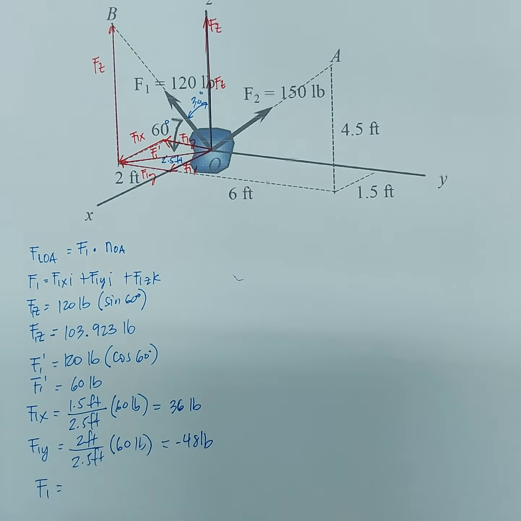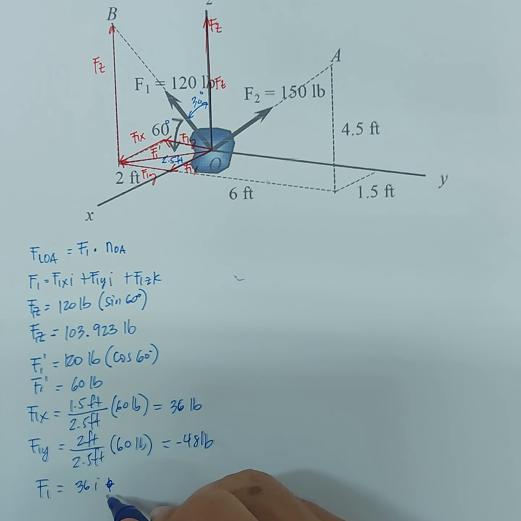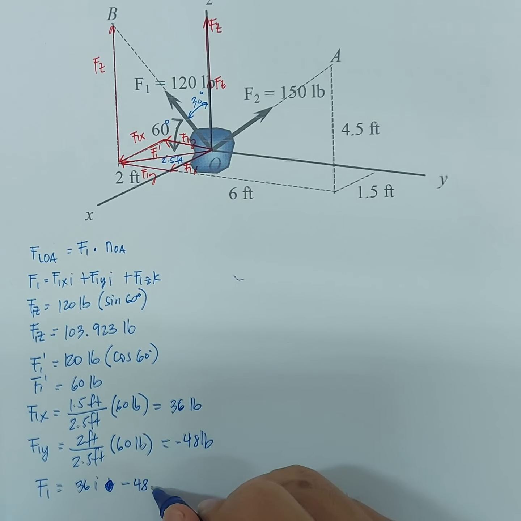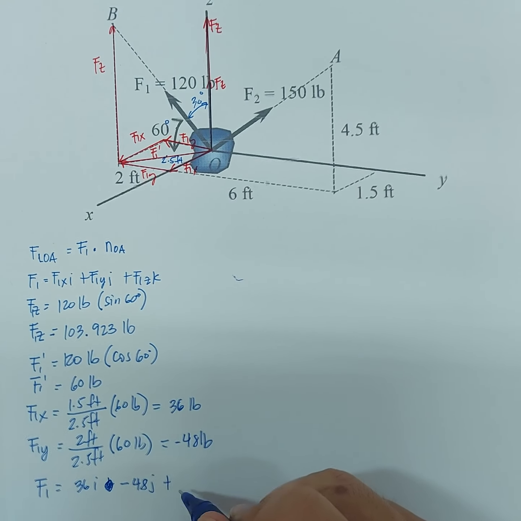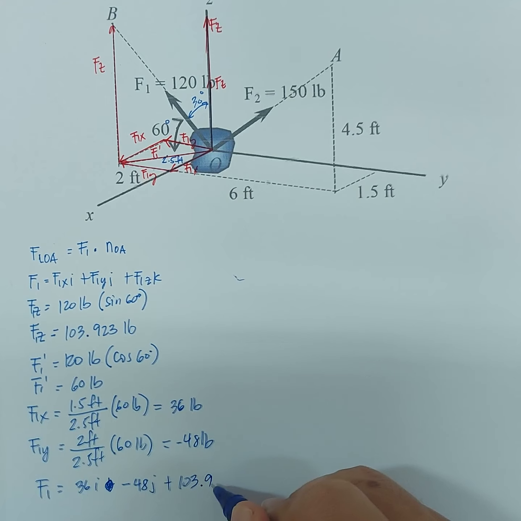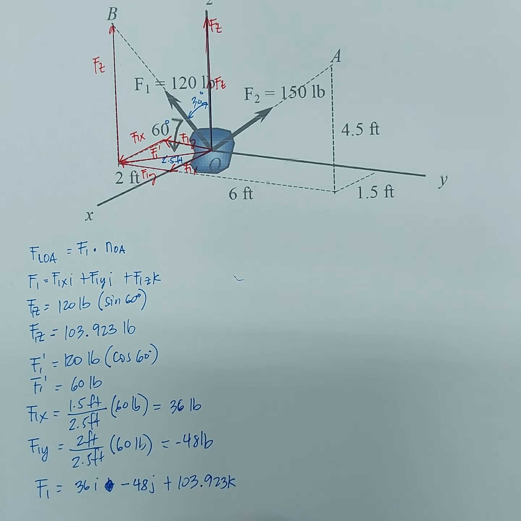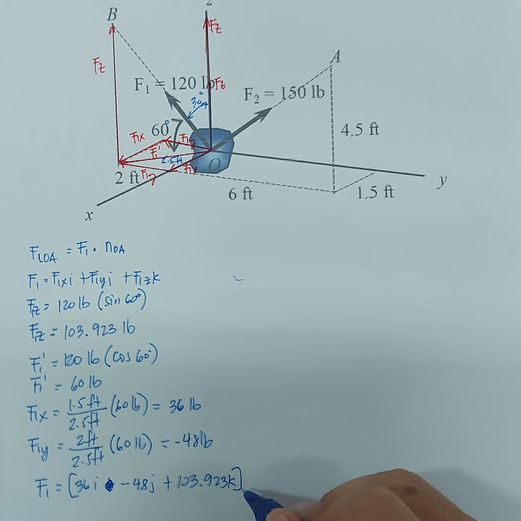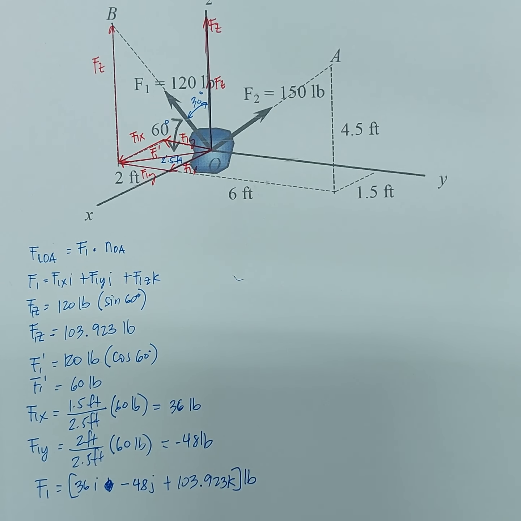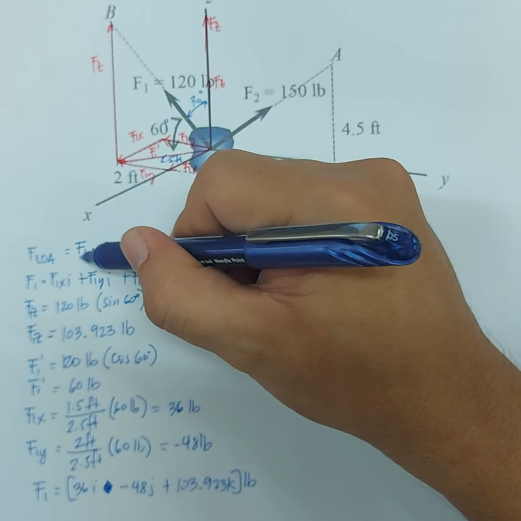So F1 is equal to, in its Cartesian vector form, we have 36i minus 48j plus 103.923k. So this is in pounds. So this would be the Cartesian vector form of F1. So tapos na tayo dito sa una.